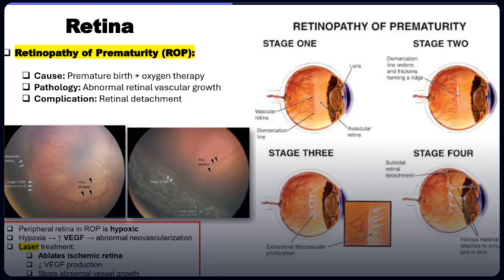By applying laser energy to ablate the ischemic peripheral tissue, we effectively terminate the source of VEGF production. Why would reducing the overall metabolic demand of the peripheral retina in this way be the most effective method to arrest the growth of these pathological vessels?